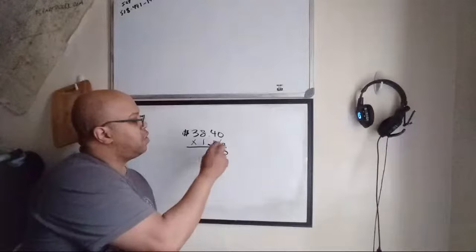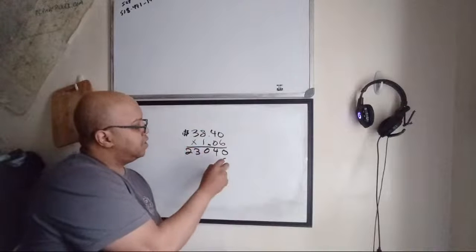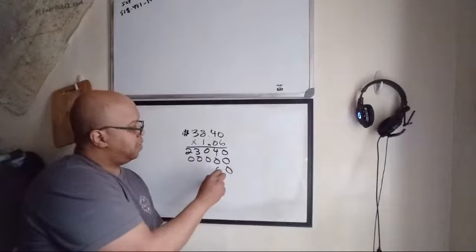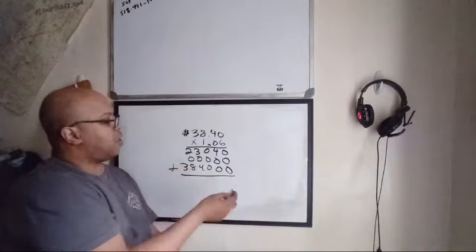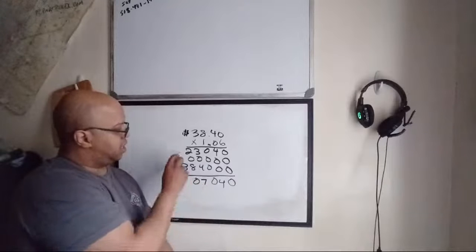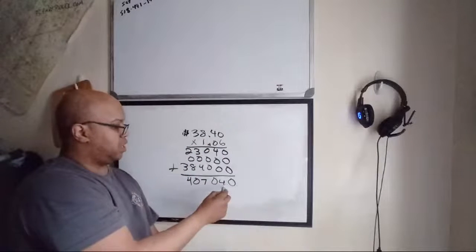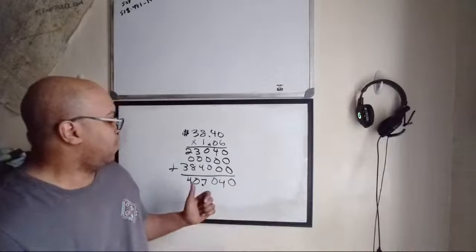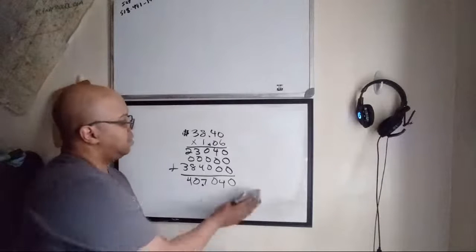6 times 0 is 0, 6 times 4 is 24, carry the 2, 6 times 8 is 48, 50, carry the 5, 23. Filler 0, 4, 0, 0, 0, 0. Double filler, boom, 3, 8, 4, 0. So it doesn't even take that long. 0, 4, 0, 7, 10, carry the 1, 4. We have to count 1, 2, 3, 4 decimal places. So the new price after taxes is $40.70. That is the new price.